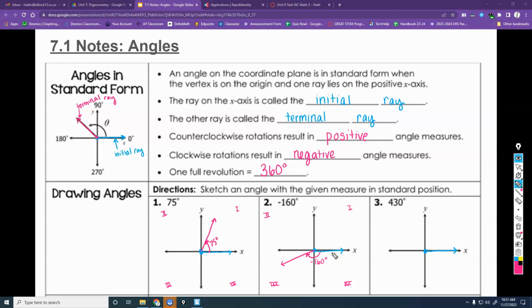Okay, everybody with me there? All right, now we got 430. Good question. What quadrant is that going to be in? Why none? Because it only goes up to 180.